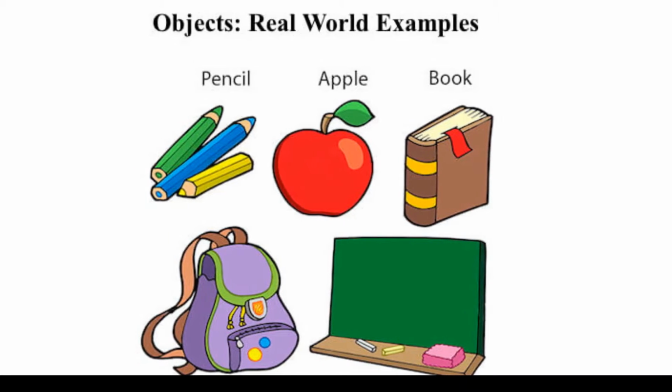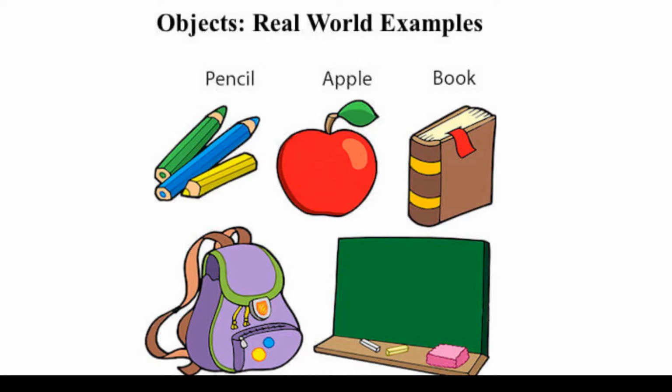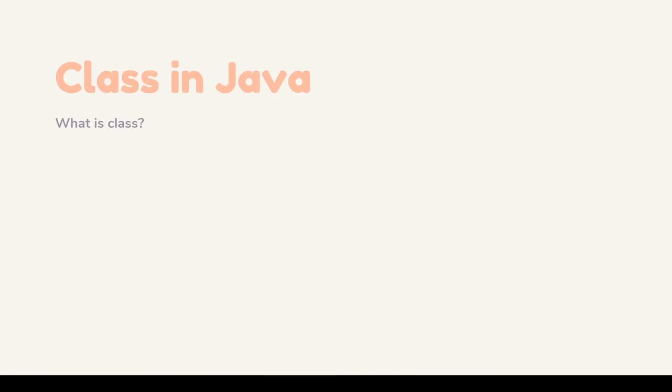So as you can see here, the class is nothing but one real world entity. Here are pencils, apples, books, bags, and any real world entity that we can include in our object. So object oriented programming in Java is related to real world objects.